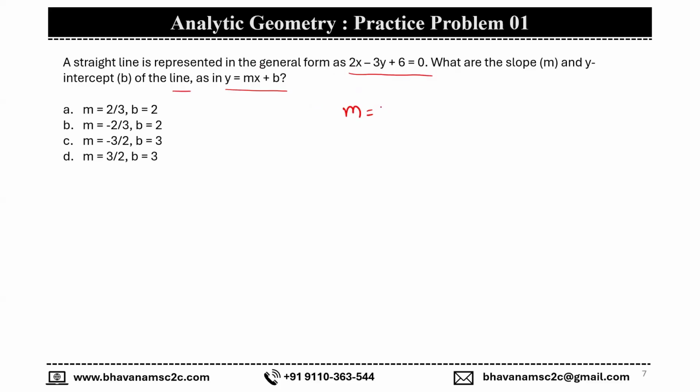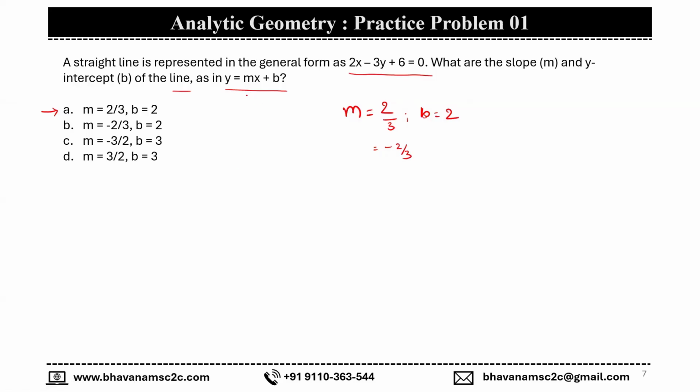Two by three? Minus 3 by 2? 2 by 3. And the b value? Option A, b is 2. Option A is the answer. So 2 by 3 and minus 2. Yeah, there is a chance that we may encounter the answer as minus 2 by 3 as well. Let's see how it is.